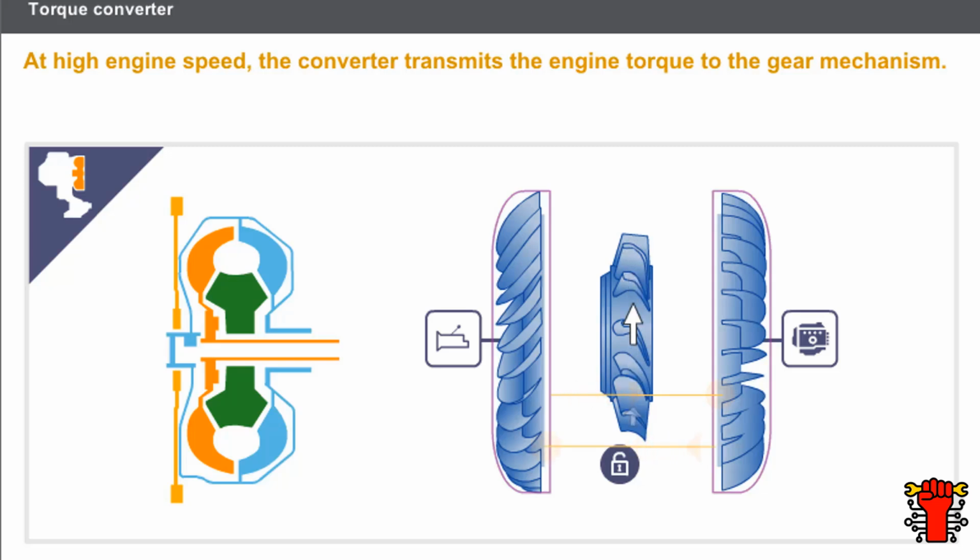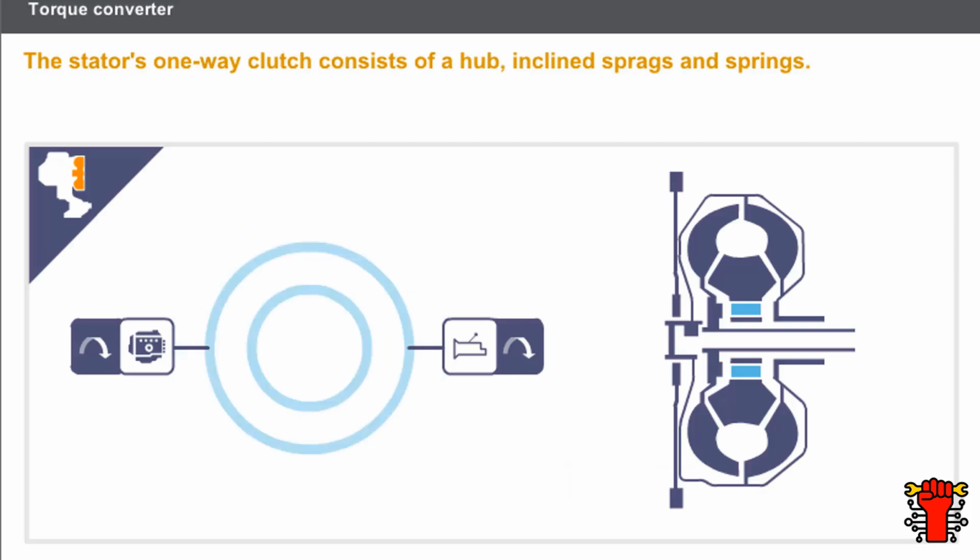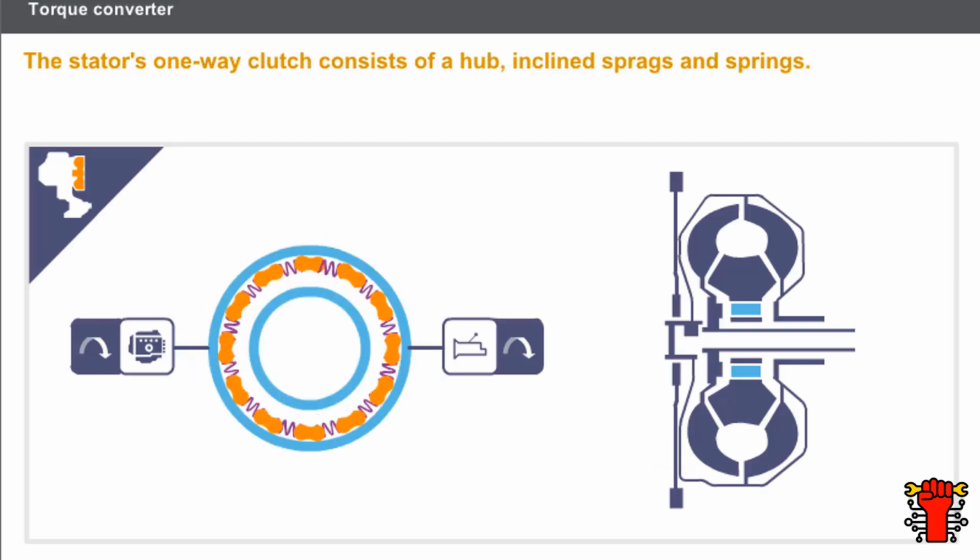At high engine speed, there is practically no oil circulation between the turbine and the impeller. The torque converter then transmits the engine torque to the gear mechanism. The turbine speed is then almost the same as the impeller speed. The stator's one-way clutch consists of a hub, inclined sprags, and springs. During the converter phase, the sprags are wedged and the one-way clutch is locked. During the coupling phase, the sprags become free and the stator can turn.